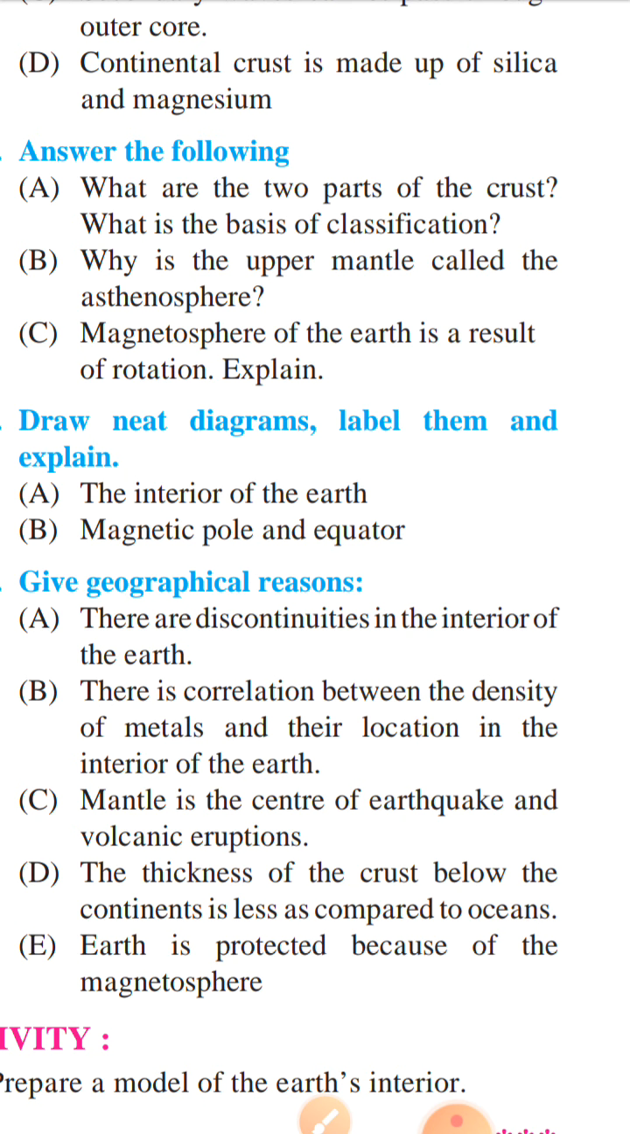The upper mantle layer is in which state? Liquid state, and this layer is called the asthenosphere. This layer is called asthenosphere, as here astheno means weak.